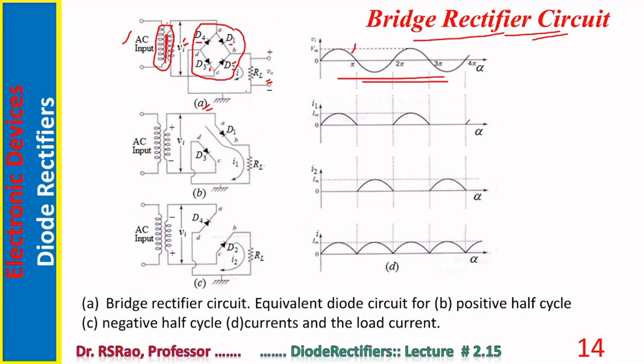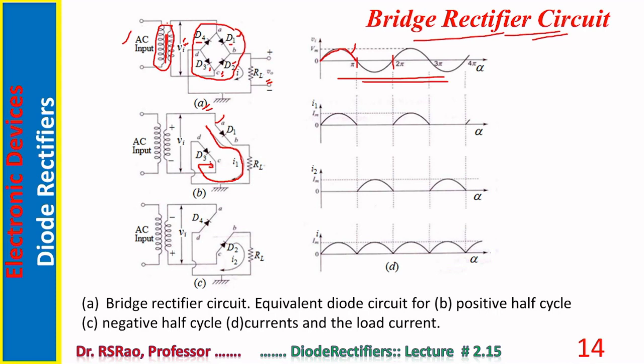Now, regarding the functioning, we consider one cycle. Let us divide this cycle into two: positive half cycle, negative half cycle. First, consider positive half cycle. During positive half cycle, A is positive, C is negative. When A is positive, D1 becomes on, forward biased, and also D3. So D1, D3 both become on and current flows. The equivalent circuit is shown here. Current flows like this through the diode like this.